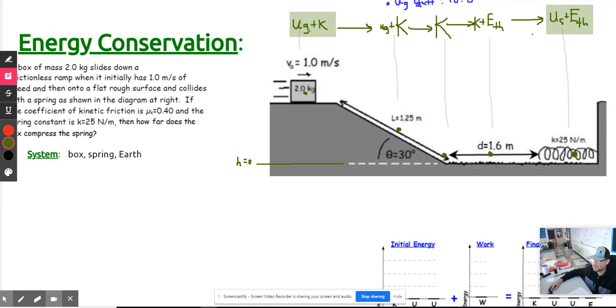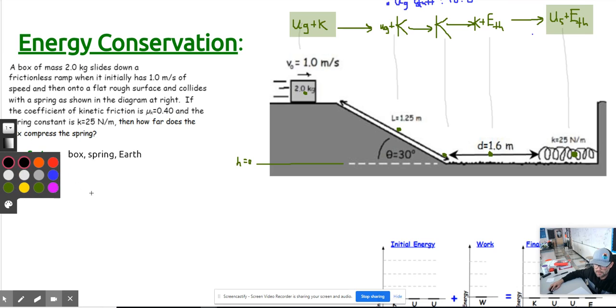And so basically, this potential energy due to gravity and this kinetic energy I have initially is going to eventually transfer into thermal energy and spring energy. Okay, so I'm going to go ahead and roll with that for my conservation of energy equation.